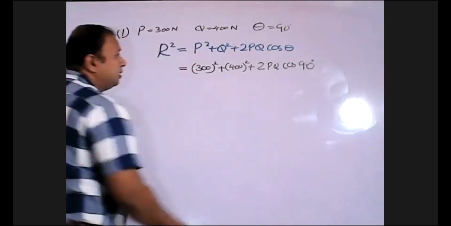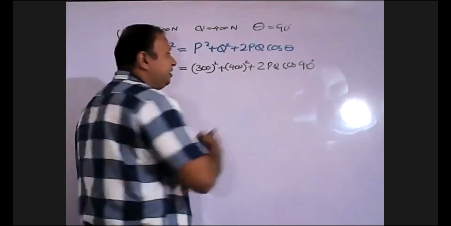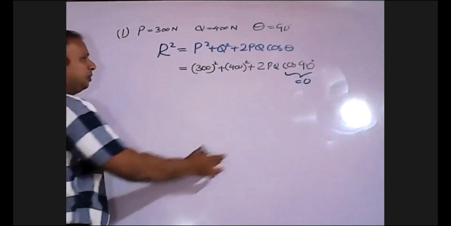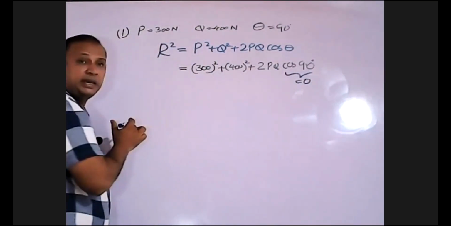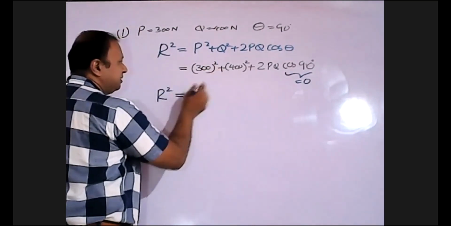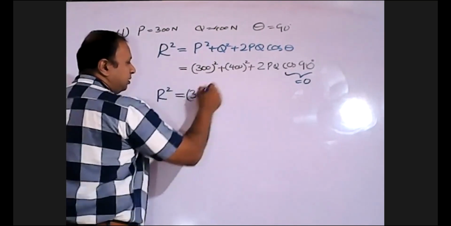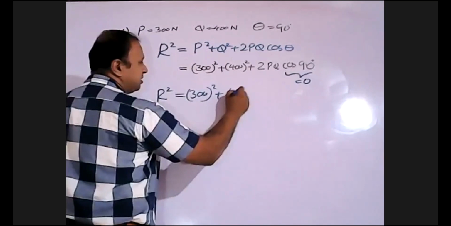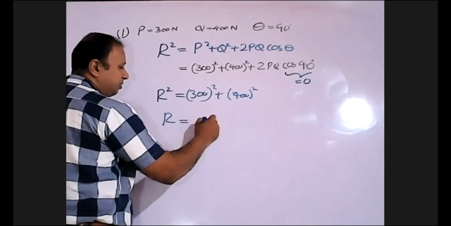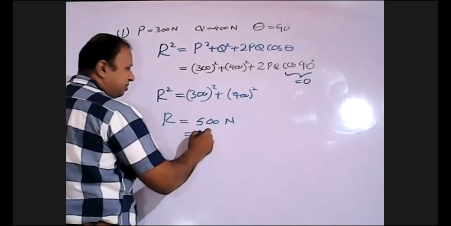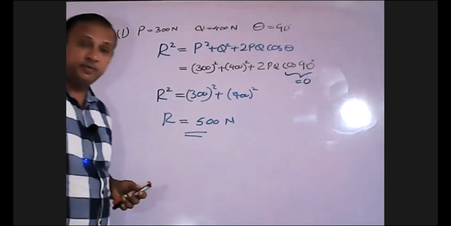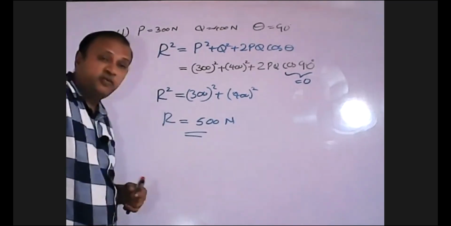Therefore, cos 90 is 0. If it is 0, you don't want to consider that part. Therefore, r squared is equal to 300 squared plus 400 squared. That means r is equal to 500 Newton. This is a Pythagoras triple. Therefore this is equal to 500 Newton.